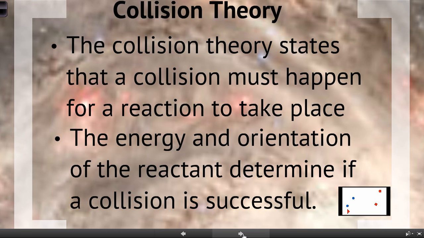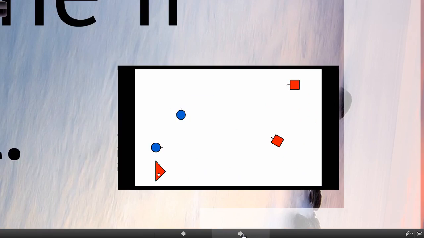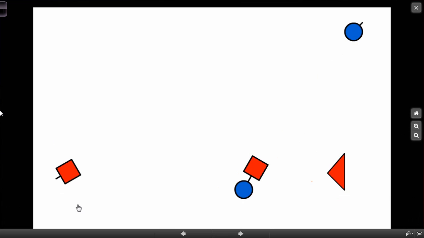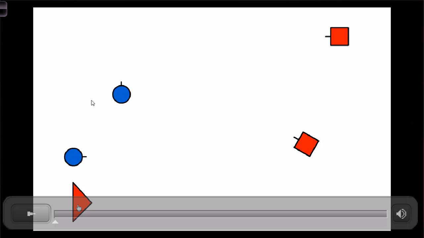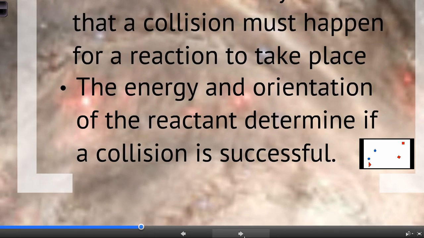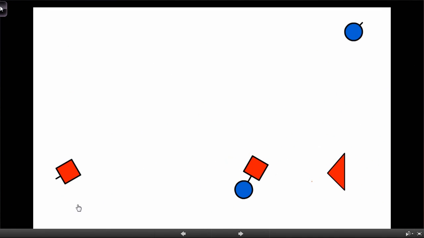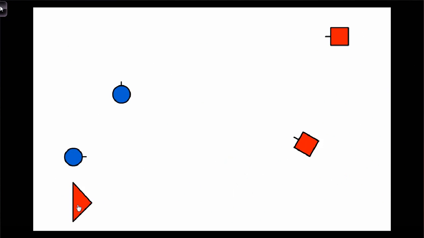Orientation is just which way they are facing. Alright, so let's have a look at that. Here we've got a little video, and I'll play that again in a second. So it just shows here we've got some reactants, the blue and the red thing here, and they're going to undergo a collision, and a successful collision will mean that they react and bond or join together. Alright, okay, let's play that again. So you can see there the first couple of collisions just weren't quite successful. The orientation just wasn't quite good enough for them to actually react.